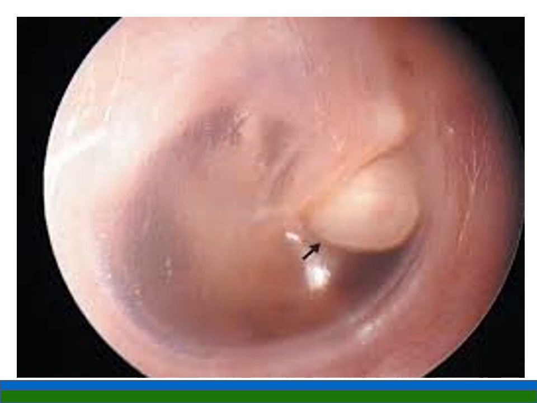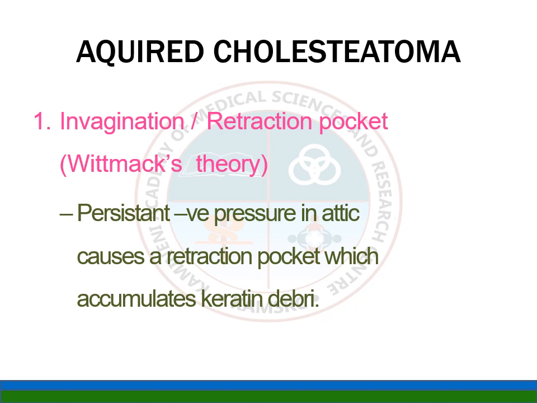Can you see the normal pars tensa, and this arrow mark shows a normal white tympanic membrane. Behind it there is a white mass which is a congenital cholesteatoma. Okay, acquired cholesteatoma: there are a few theories which explain this cholesteatoma.